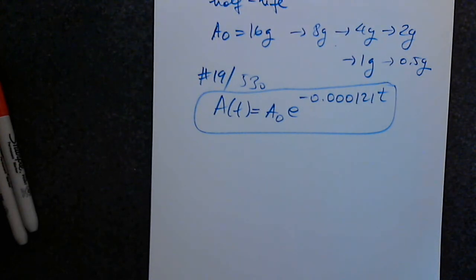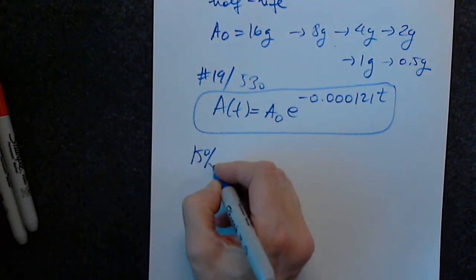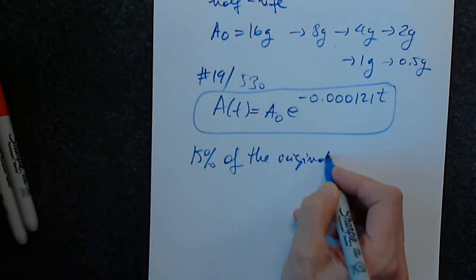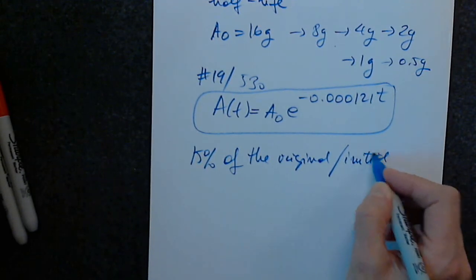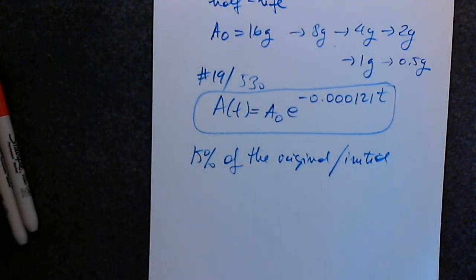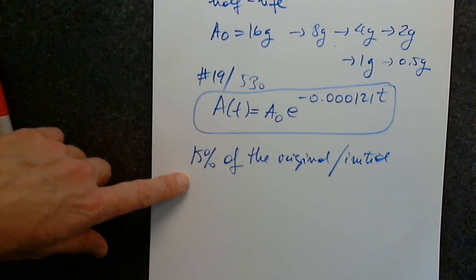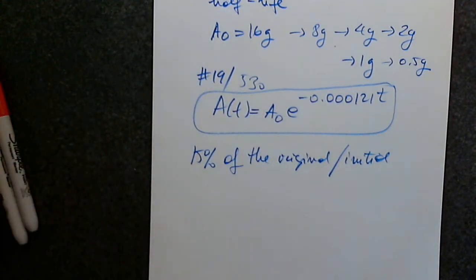Prehistoric cave paintings were discovered in a cave in France. The paint contained 15% of the original carbon-14. Original, also called initial, whichever you prefer. So they were found recently, and they measured the amount of carbon-14 present in those paintings. And it was 15% of what they had initially. Question: estimate the age of the paintings.